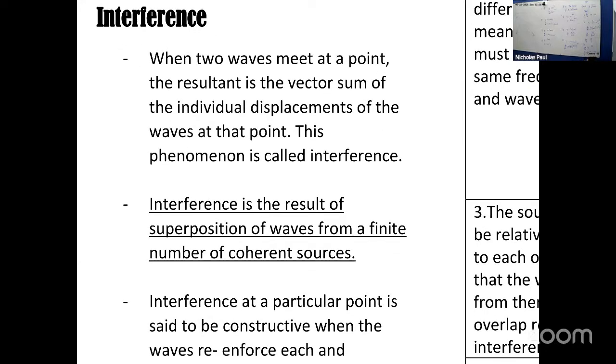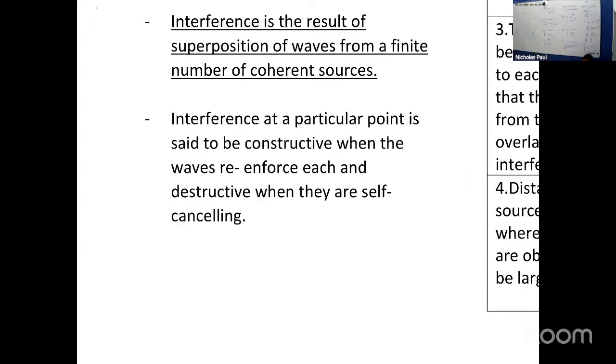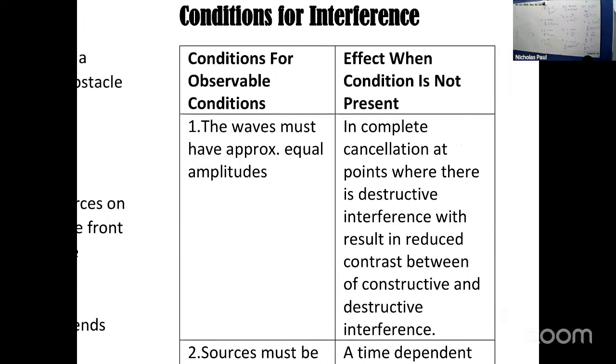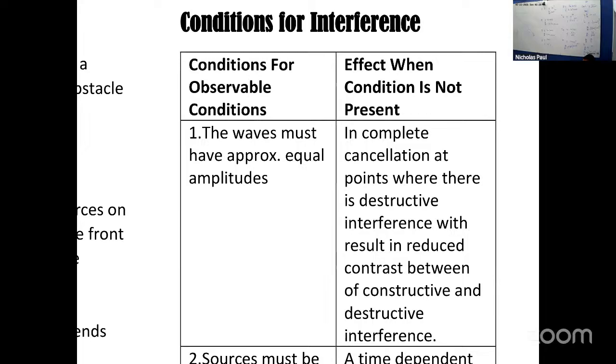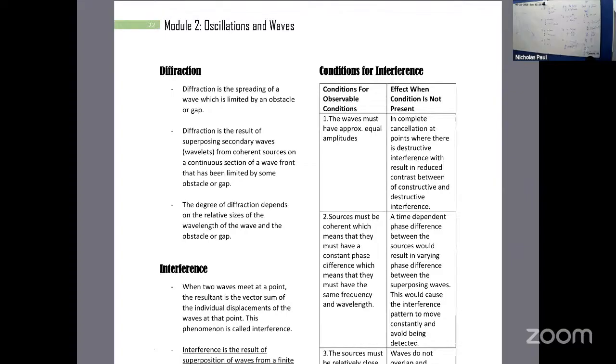Interference. When two waves meet at a point, the resultant is the vector sum of the individual displacements of the waves at that point. This phenomenon is called interference. It's a result of the superposition of waves, and it has two types, constructive and destructive. Constructive occurs if the waves are in phase, and destructive occurs if the waves are out of phase. What are the three factors that control interference?